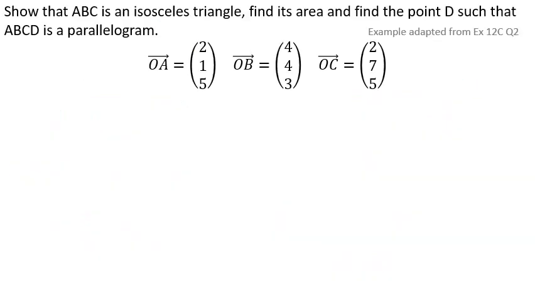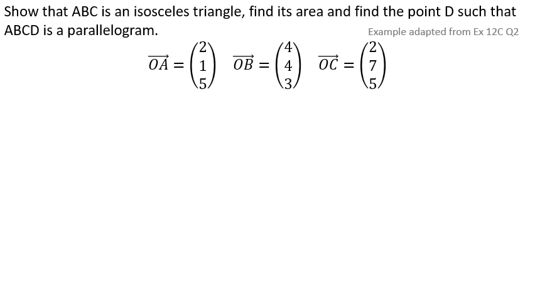This next question has a little bit more to it. To start with, we're asked to prove that shape ABC is an isosceles triangle. Then we need to find its area, which is not as simple as it sounds, and then find the point D such that ABCD is a parallelogram. We'll get to the parallelogram bit in a moment. Let's start with showing that ABC is an isosceles triangle.